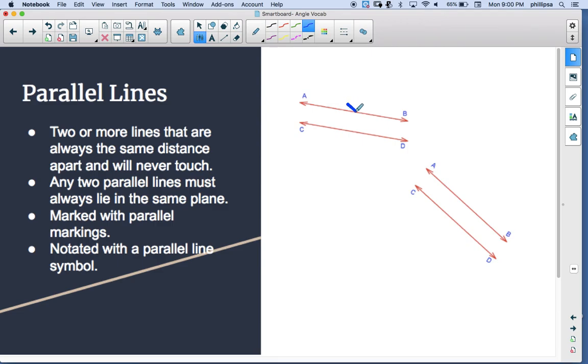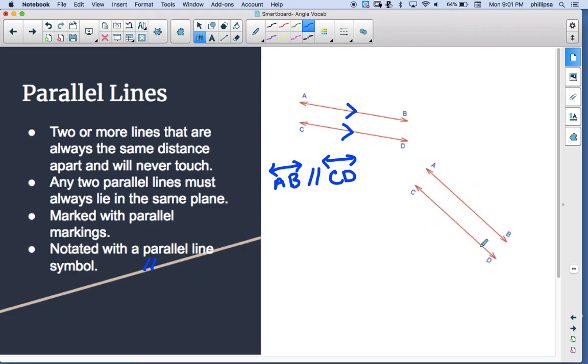I would show that AB is parallel to CD by simply putting a bit of an arrow throughout the lines. I would write a statement that line AB is parallel to line CD. Your symbol for parallel lines is just two slanted lines in between the two parallels.